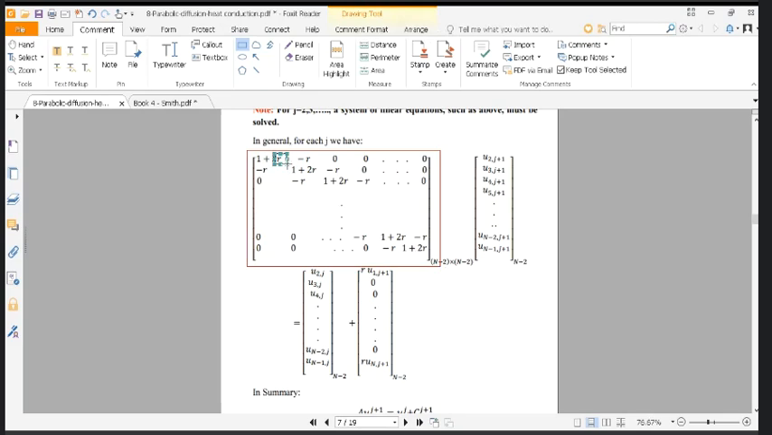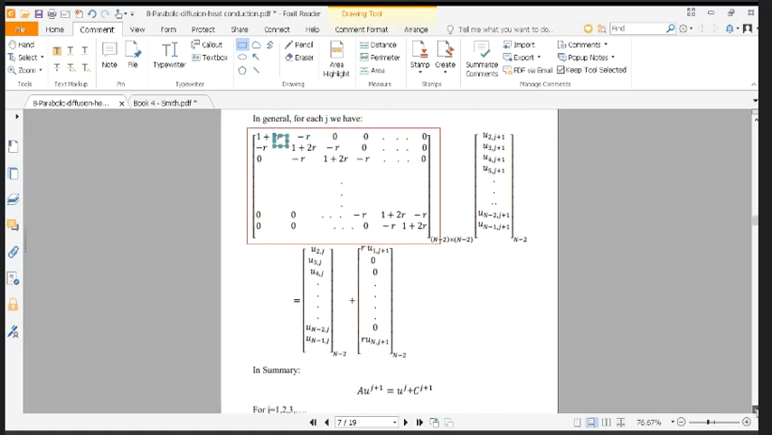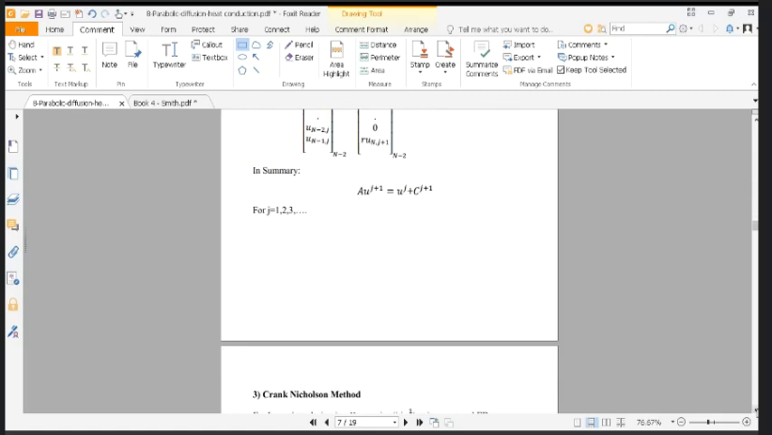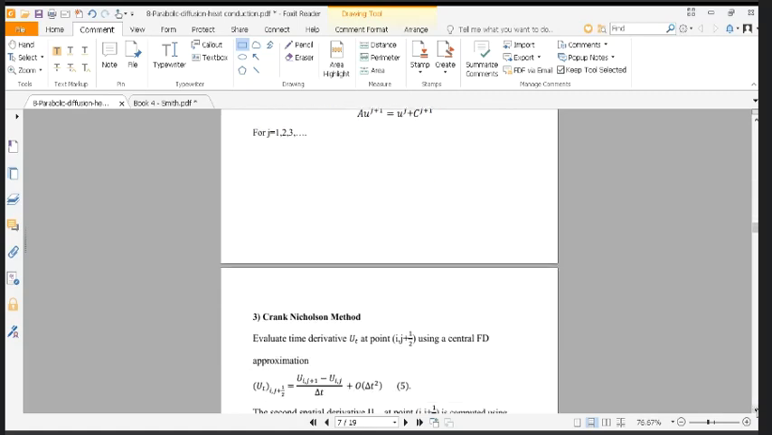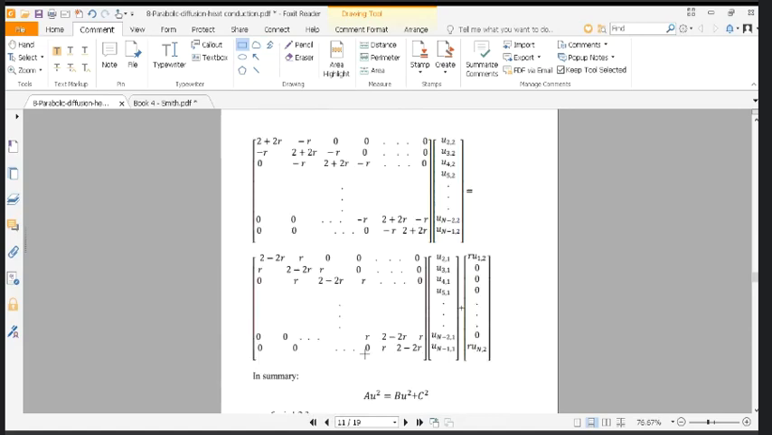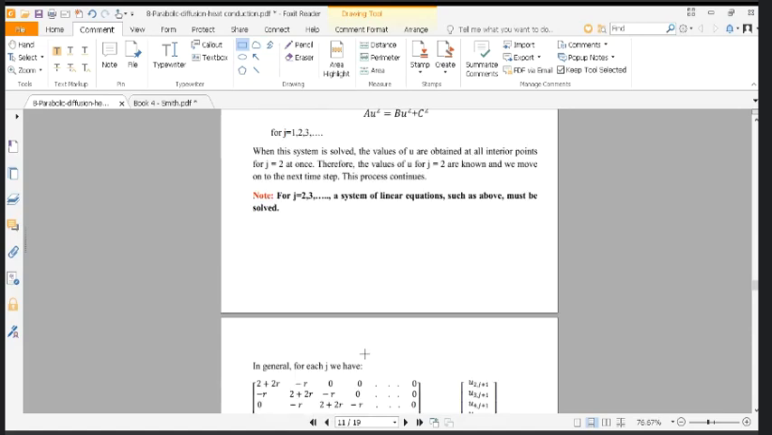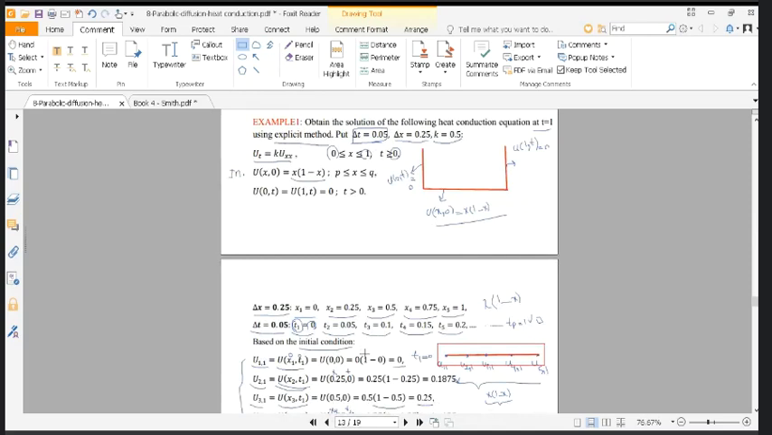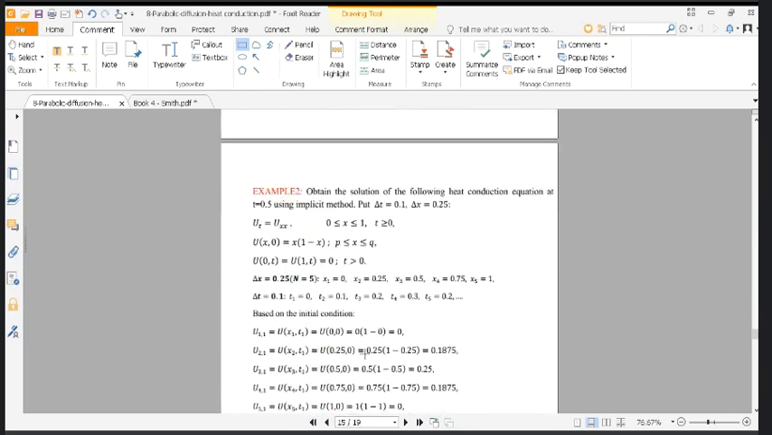Okay? Is it okay? Did you understand? Okay. We are going to solve an example. I don't have to talk about the Crank-Nicolson method. The Crank-Nicolson method will be for the next session. Okay, example.